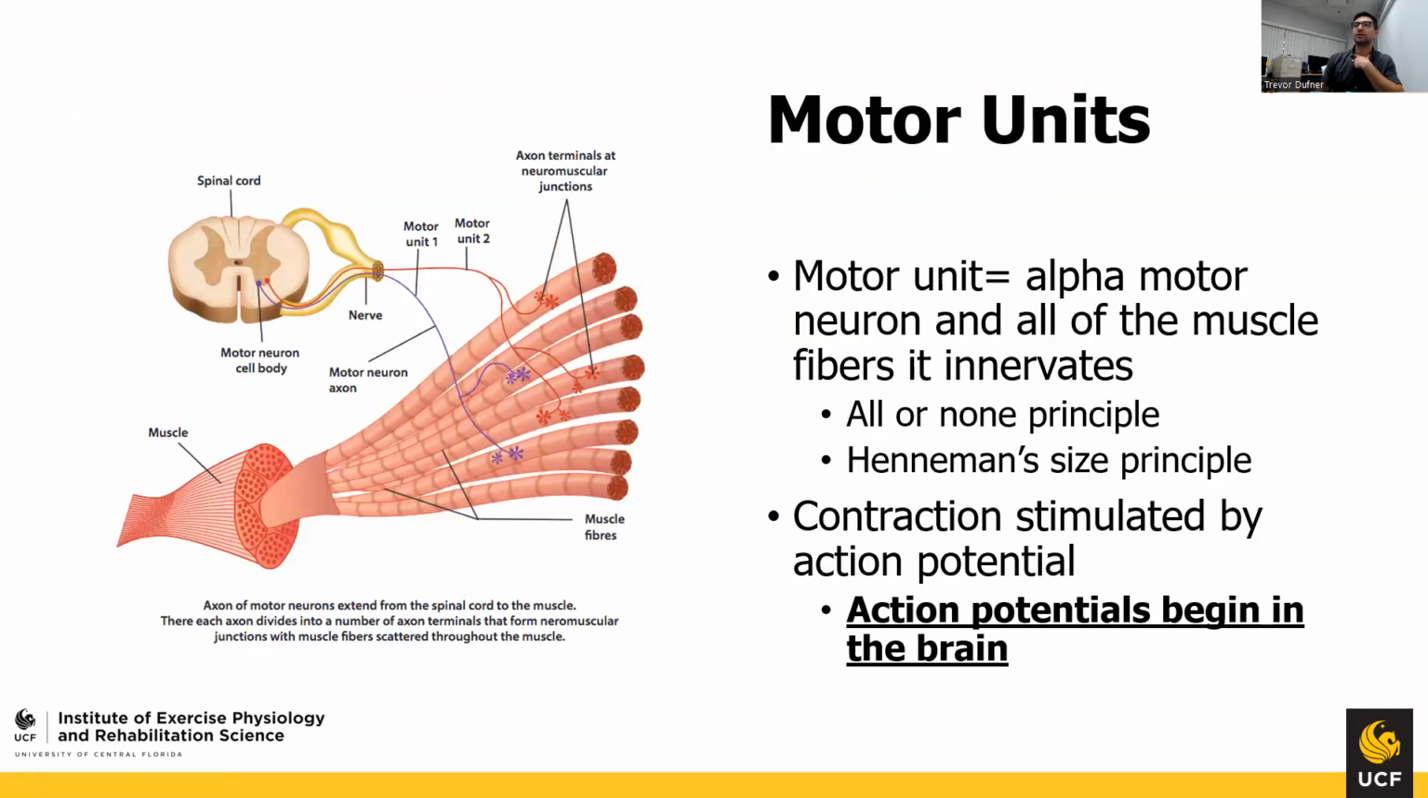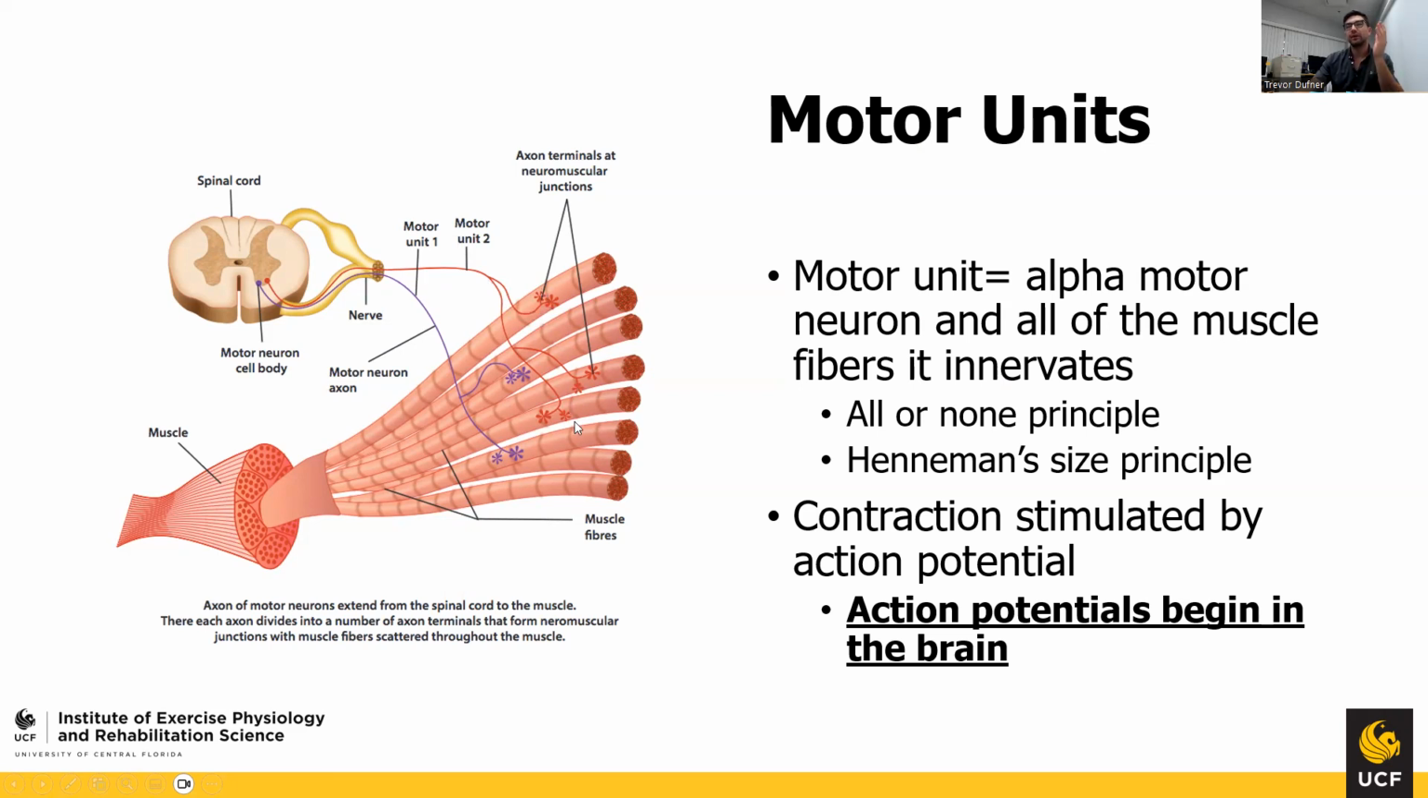Now for the motor unit. This should also be reviewed, but it's something I sometimes see people not really understanding in physiology classes. A motor unit is just the alpha motor neuron and all of the muscle fibers that it innervates. Here we have motor unit 1, which is innervating 2 different muscle fibers, and motor unit 2, which is larger and is innervating 3 different muscle fibers.